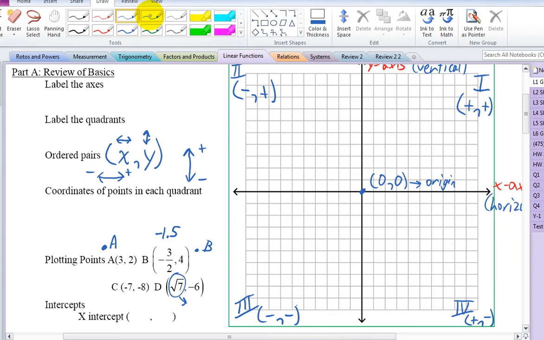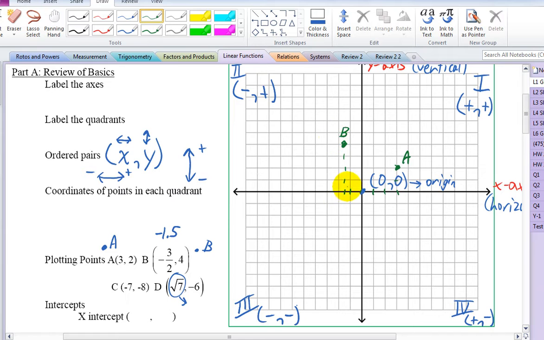I'm going to use green. So 3 tells you to go over 3, 1, 2, 3, up 2, 1, 2. That should be where the letter A is, right there in this spot, okay? B, negative 1.5, here's negative 1. Negative 1.5 is in the middle between negative 1 and negative 2. And you go up 4. 1, 2, 3, 4. It should be smack dab right there, right in the middle. Okay?